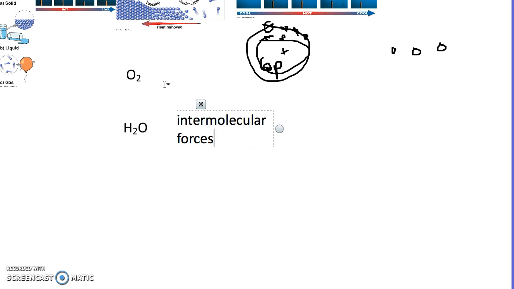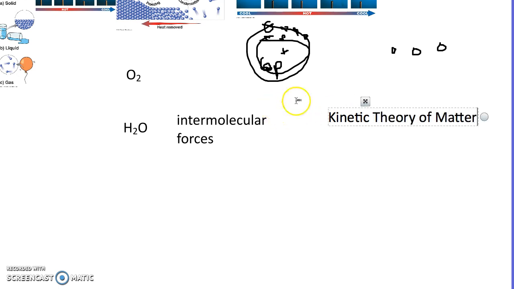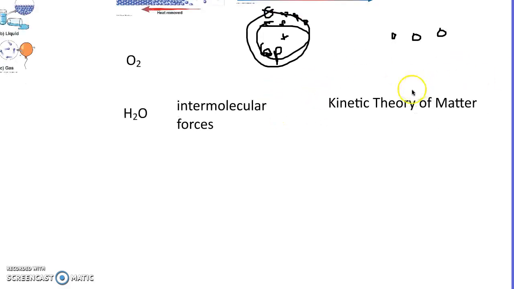But those are the forces that hold the molecules together. Now, the other thing we need to know about molecules and atoms, we've talked a bit before, at least last semester, about the kinetic theory of matter. Kinetic means moving. Okay, so we know it has something to do with moving. Basically, the kinetic theory of matter is that all atoms and molecules are moving at all times, whether it be a solid or a liquid or a gas.